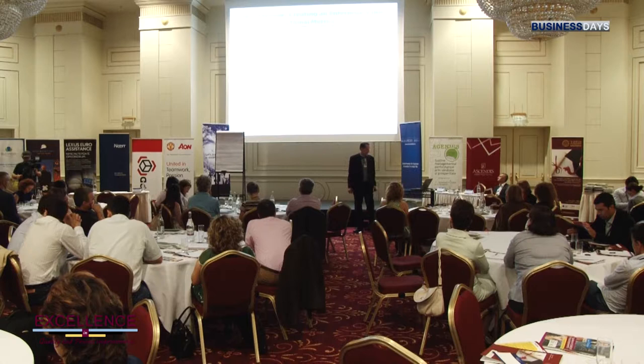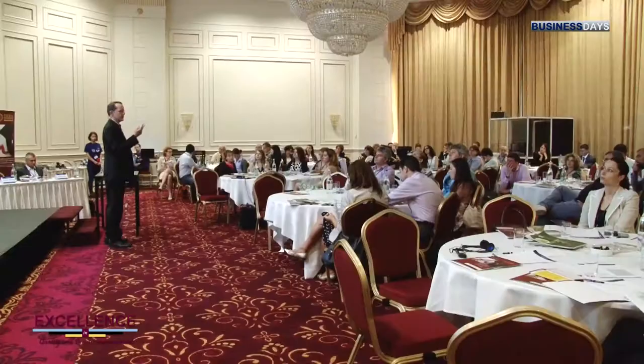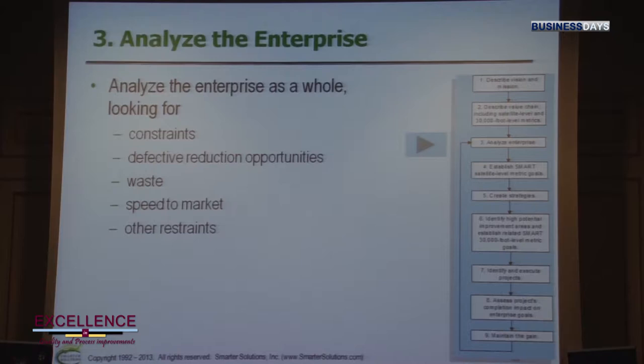Okay, so now what we're going to do is move on to analyze the enterprise. This is step three. So we've got our value chain, and we're going to start evaluating that to figure out where we should focus our improvement efforts. Just to reiterate, what we're not going to do is across-the-board cuts in expenses and things like that. We're going to try to figure out where it would be most beneficial to improve our operations.